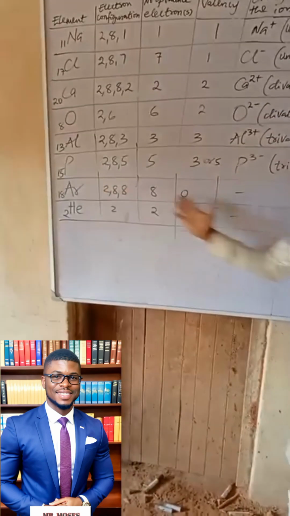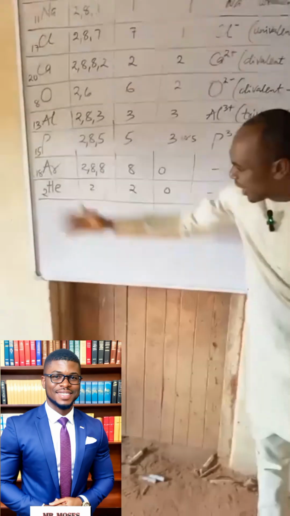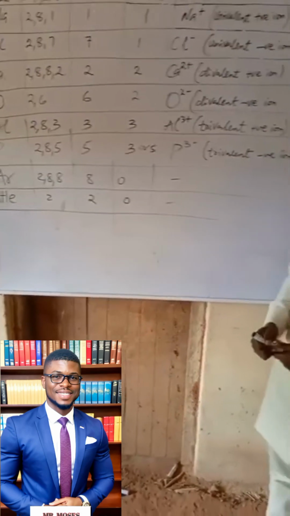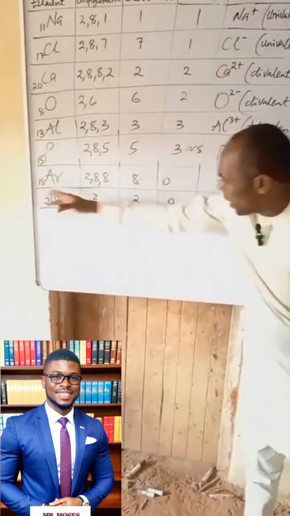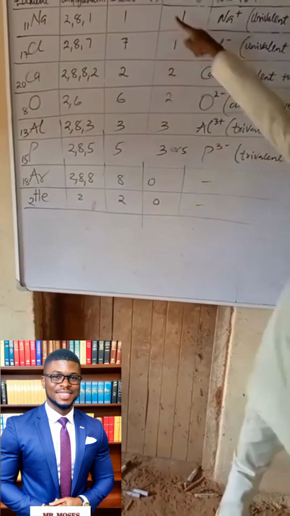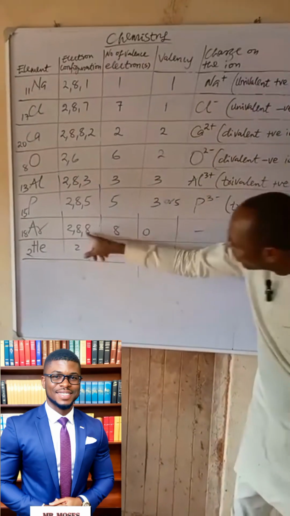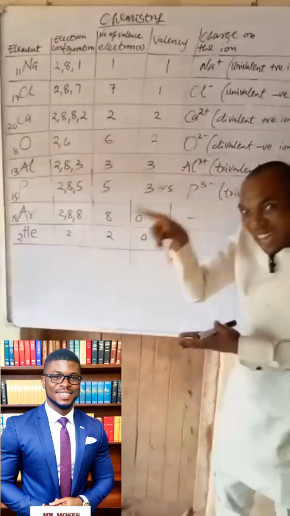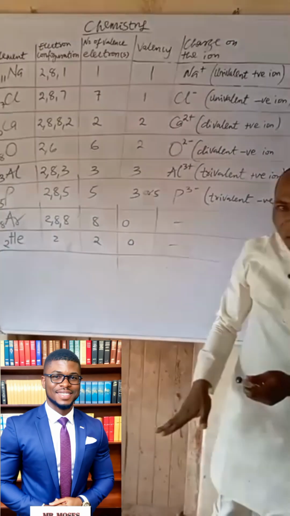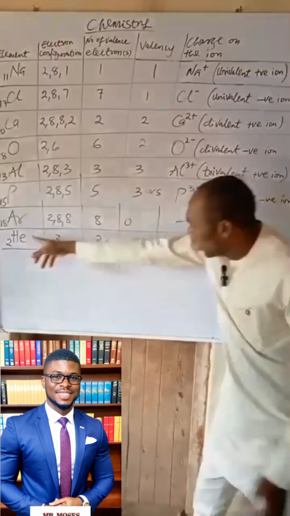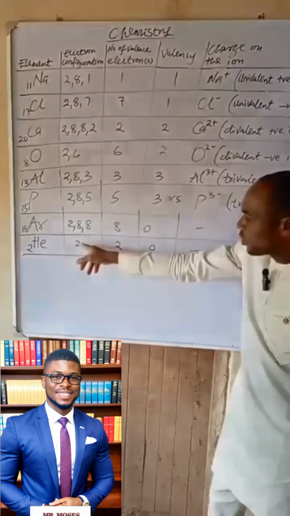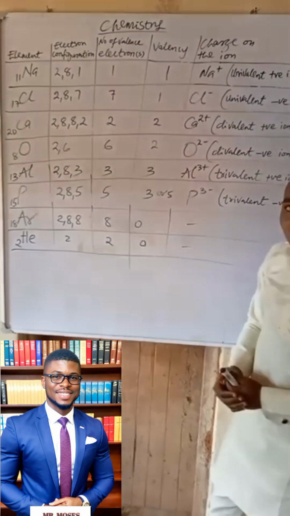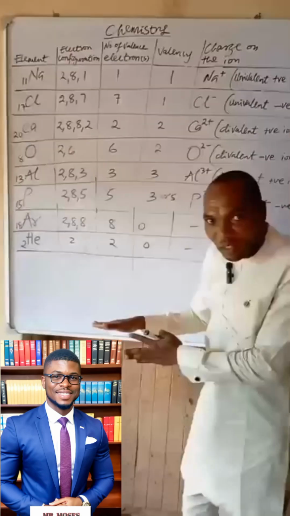Now look at this one now. The noble gases, argon and helium. Argon has atomic number 18, that is 2, 8, 8. So the number of electrons in its outermost shell is 8. That's the number of valence electrons and not the valency. Likewise, for helium, the number of electrons in the outermost shell is 2. And we are not talking of the valency.